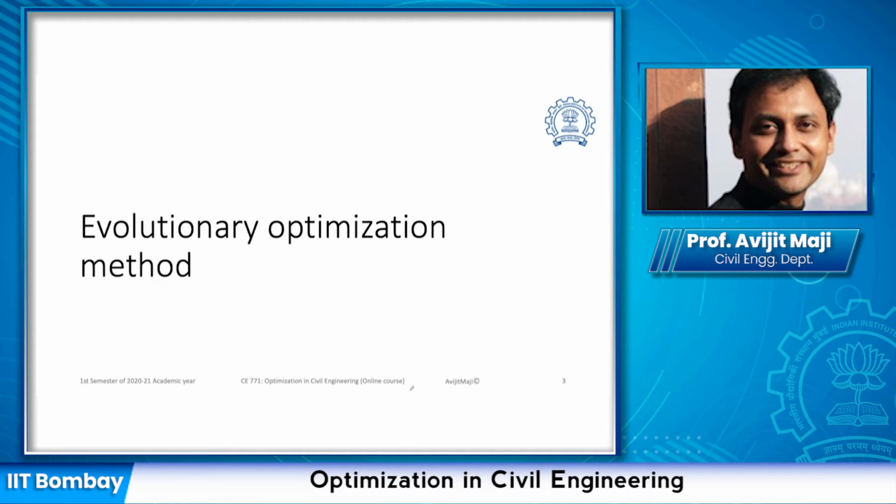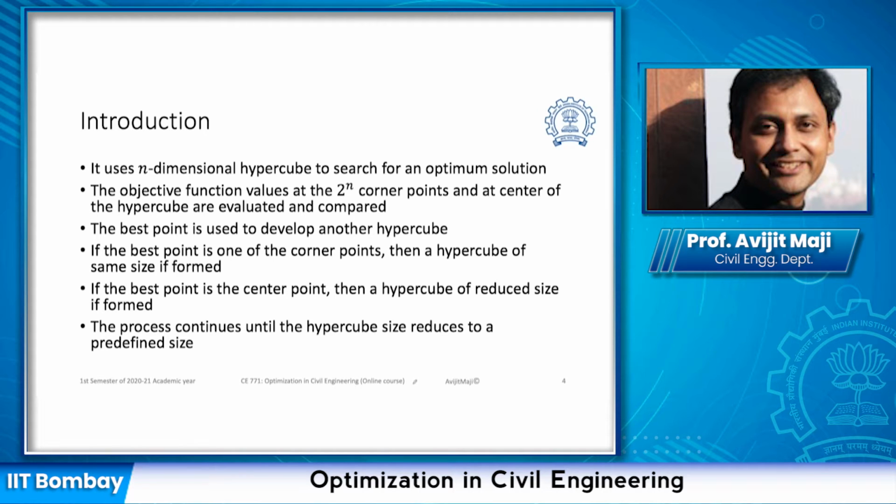The evolutionary optimization method uses the n-dimensional hypercube to search for an optimum solution. This n represents the number of variables in the objective function. An objective function with n variables is evaluated at the 2 to the power n corner points and at the center of the hypercube and then compared to obtain the best possible solution.